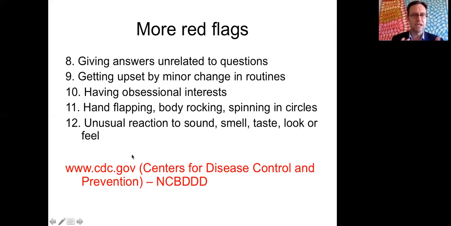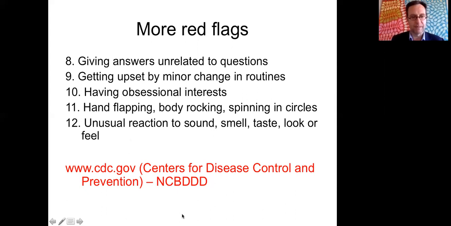So you can see some of them also link to diagnostic criteria, but these are the key red flags or risk markers. If you want to read more about them, look at the CDC website. But remember, each one of them should make us think, could there be autism and or another neurodevelopmental disorder? And the more we see, the more likely a child is to have an autism spectrum disorder or other neurodevelopmental disability.